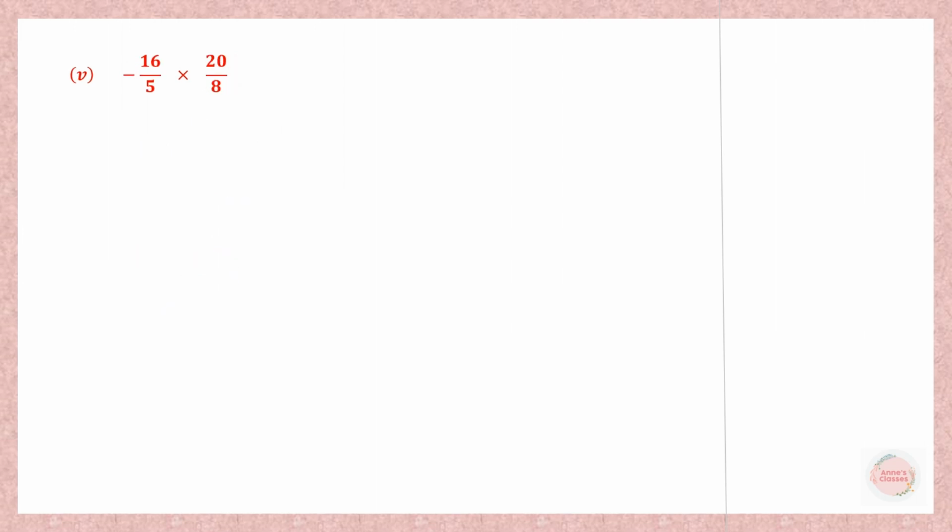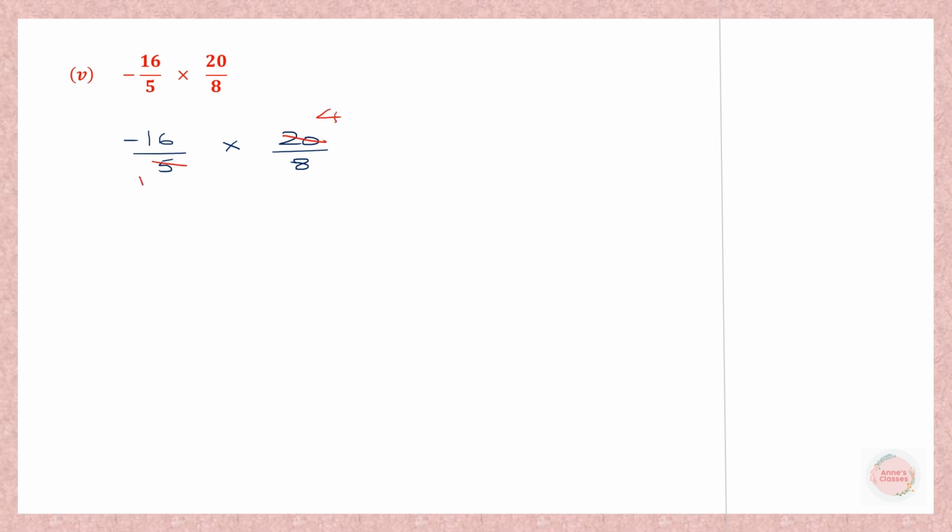Question 5. Here we have minus 16 by 5. Let's write that down. Minus 16 by 5 into 20 by 8. Let's see what we can cancel. We can cancel 5 and 20. 5 ones are 5. 5 fours are 20.